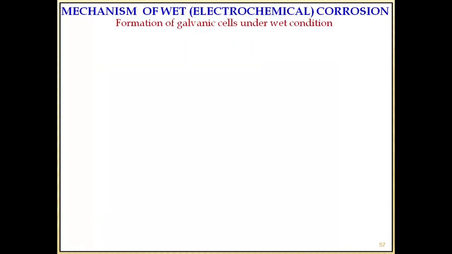Now let's have a look at the mechanism of wet or electrochemical corrosion. Electrochemical corrosion occurs by the formation of galvanic cell under wet condition. That means there should be a conducting medium, and in presence of that conducting medium, a galvanic cell is formed.